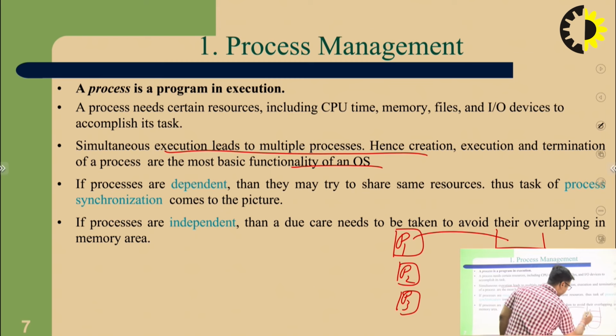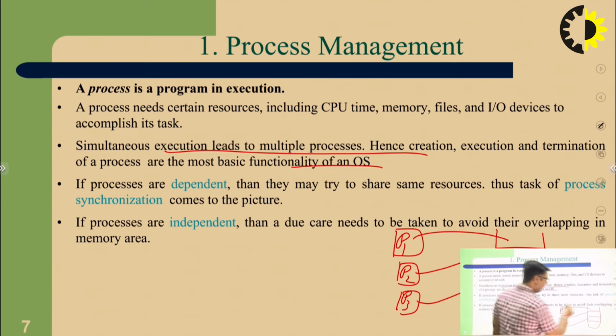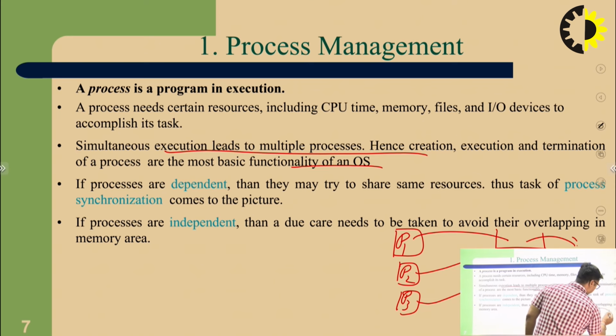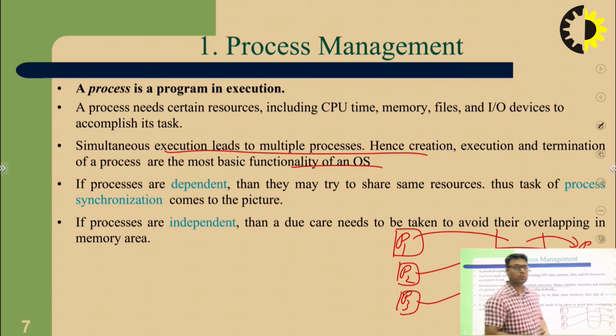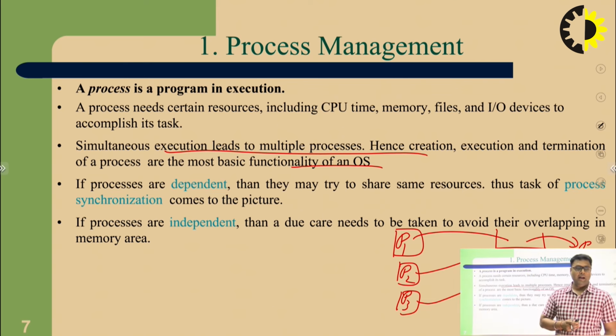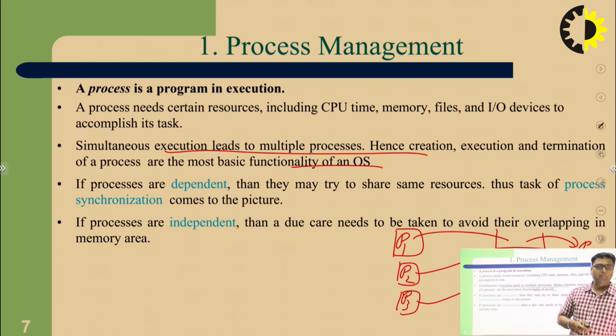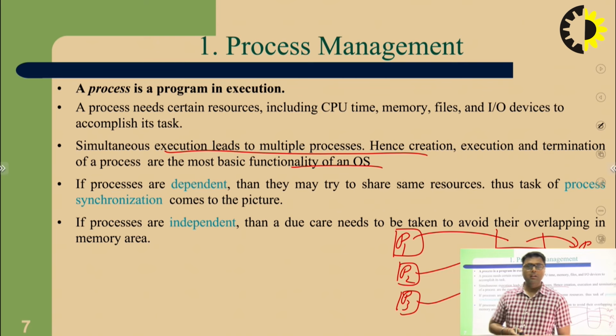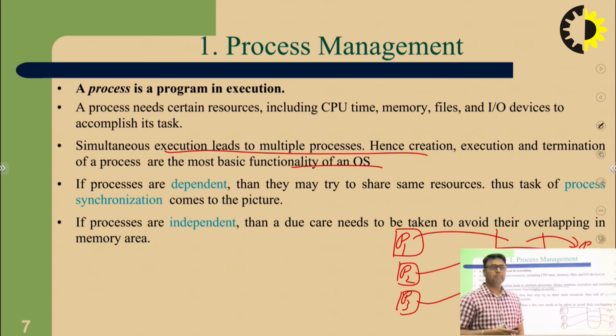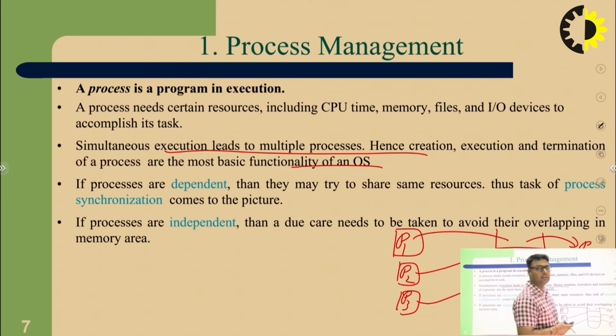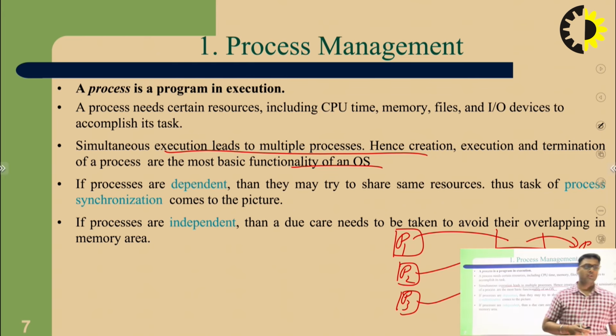So one by one, programs move to the processor, then execute, and after execution the program is terminated. The whole system is controlled through the operating system, and CPU scheduling plays the major role in process execution. If processes are dependent, then they may try to share the same resources, thus the task of process synchronization comes into the picture.